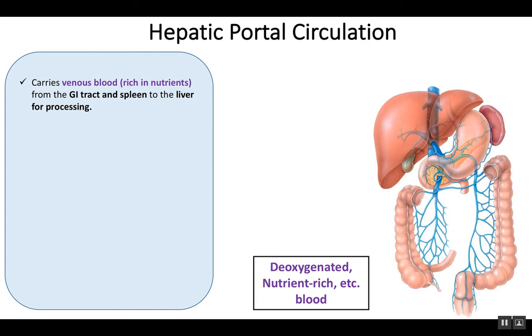The last two topics for blood vessels are what we call the special circulations. The first one has to do with the liver. It's known as the hepatic portal circulation. And to best understand this circulation, we need to understand where this blood is coming from. So the hepatic portal circulation is a set of veins.